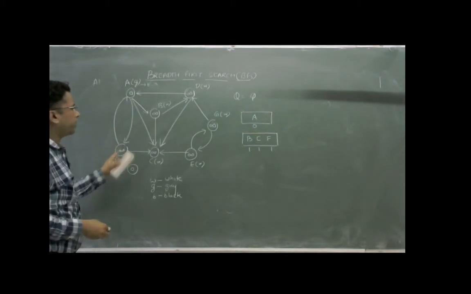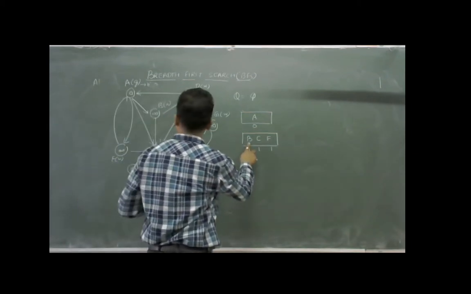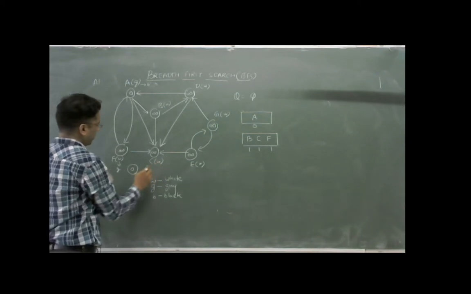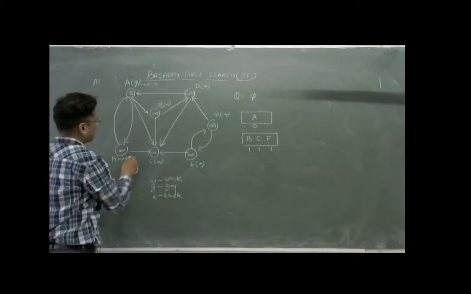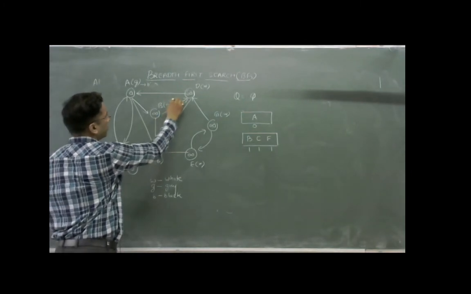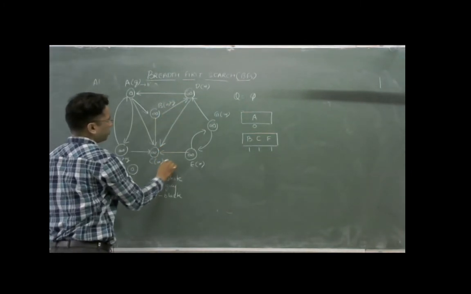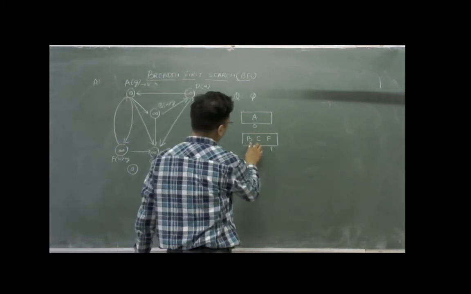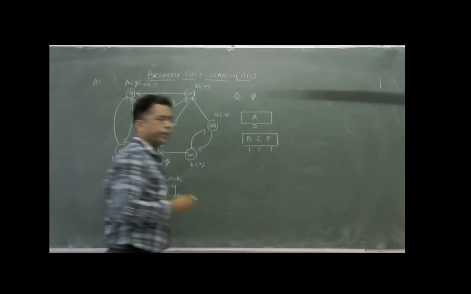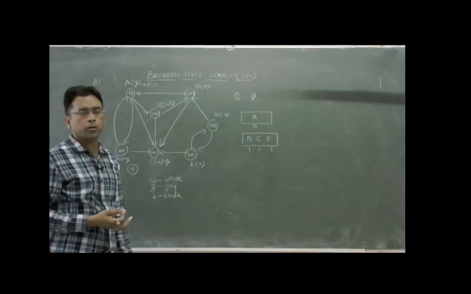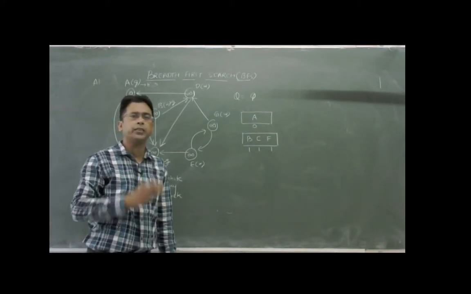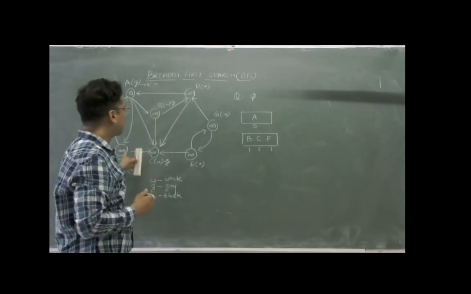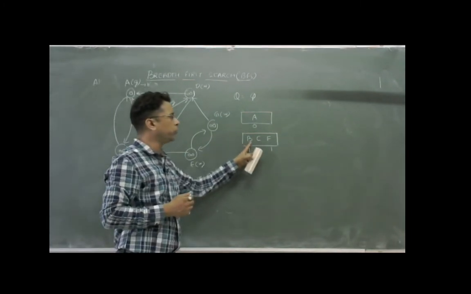After that, these nodes will convert into gray color. After this, when I process this node B, and when a node is completely processed, then it is converted into black color and dequeued from the queue. So the next element in the queue will be B.